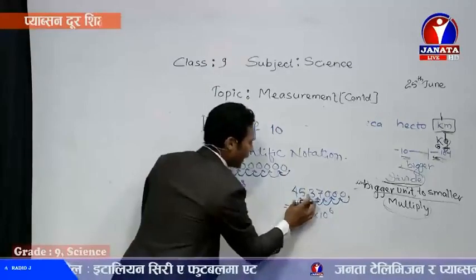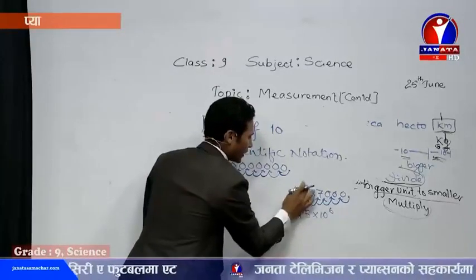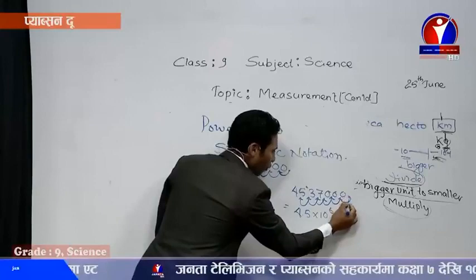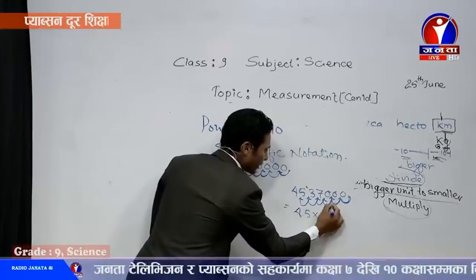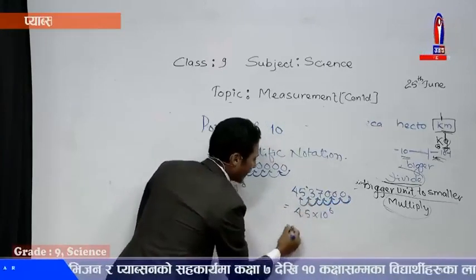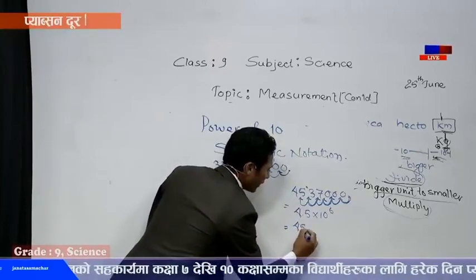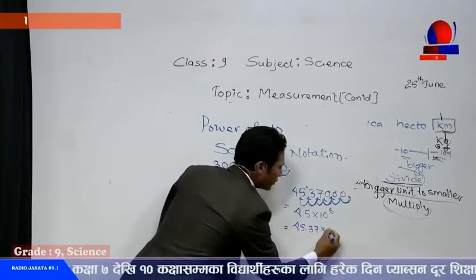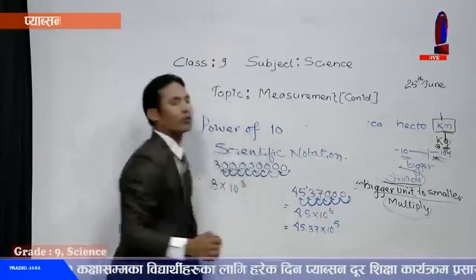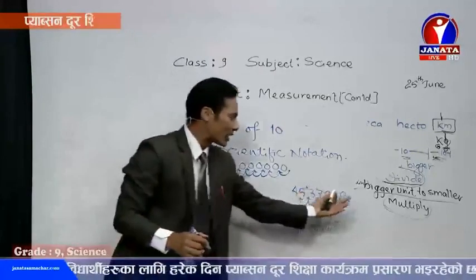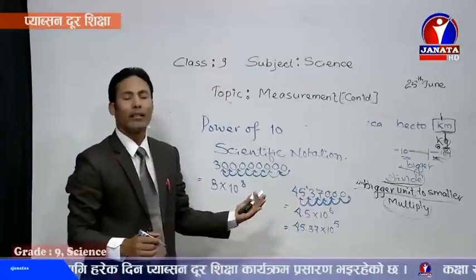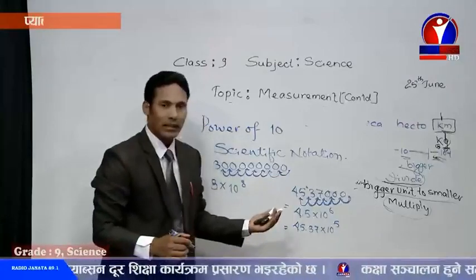If you want to write down here, let's say here, so let's see. That is 1 place, 2 place, 3, 4, and 5. That means we can also write this as 45.37 into 10 to the power 5. So remember that if we transfer this to the left hand side, then the power gets increased, right?